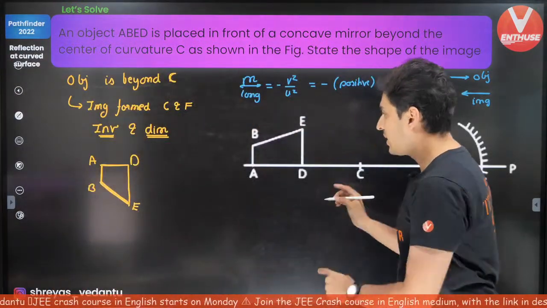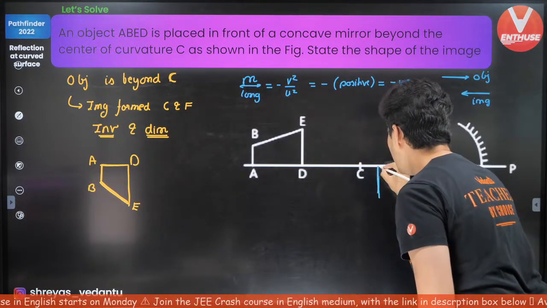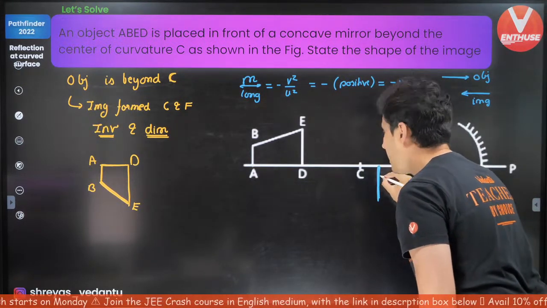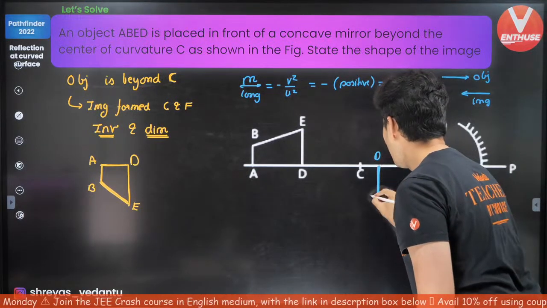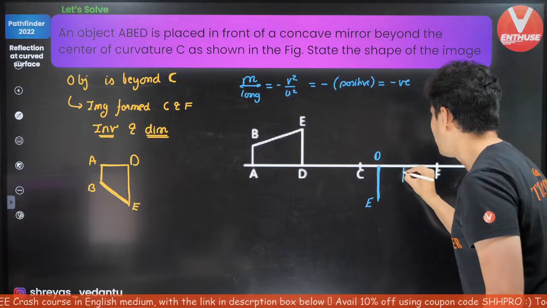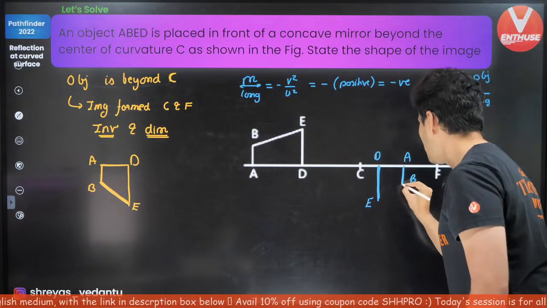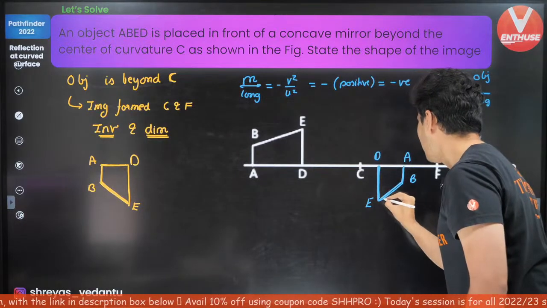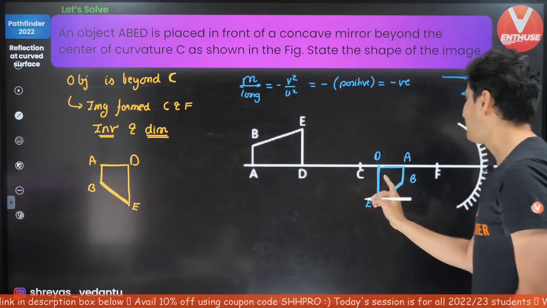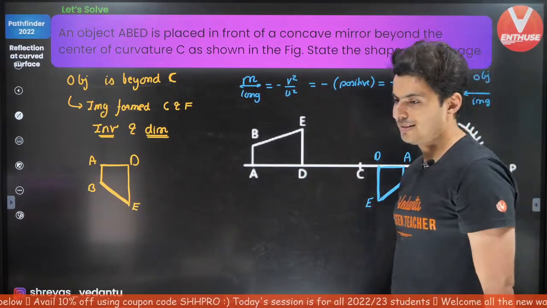Let's draw it. DE should be over here. Okay, so this is D and this is E, and AB should be over here. This will be A and this will be B. Now you just join this. That's it. That's enough. This is how the final image will look. Now this will be correct.